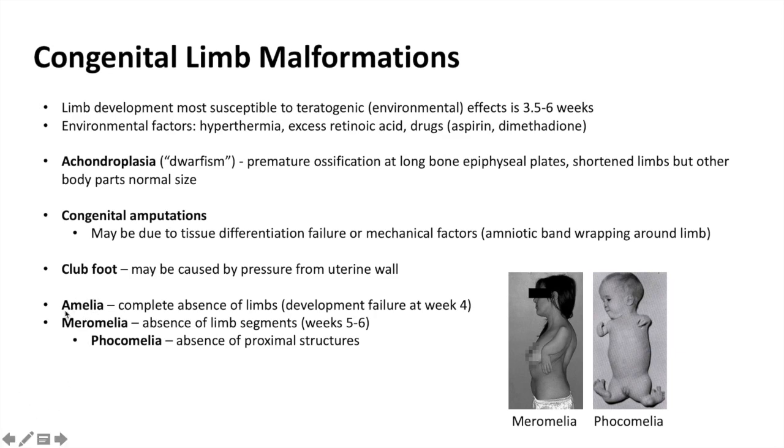Amelia, and it's important to know what these terms are. Amelia is complete absence of limbs. So when we put an A in front of something, that means no. So there's no limbs. Meromelia is absence of limb segments. And then phocomelia is absence of proximal structures. So faux proximal. And you can see that in these pictures.